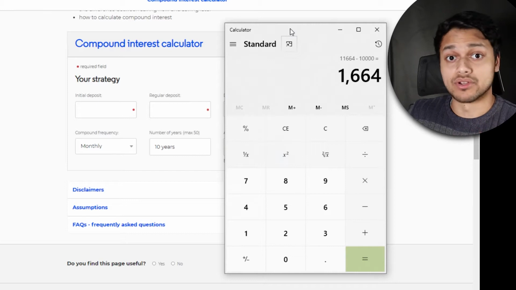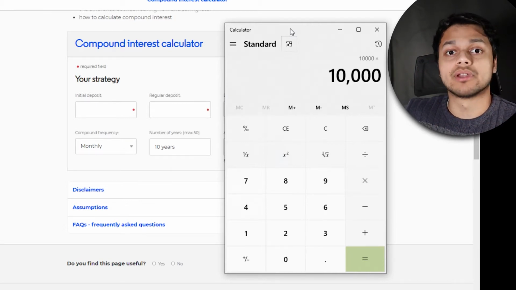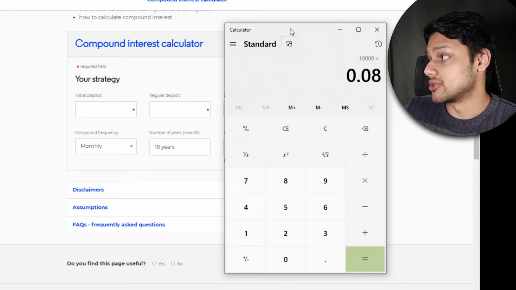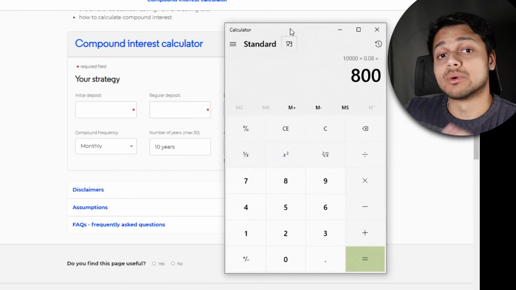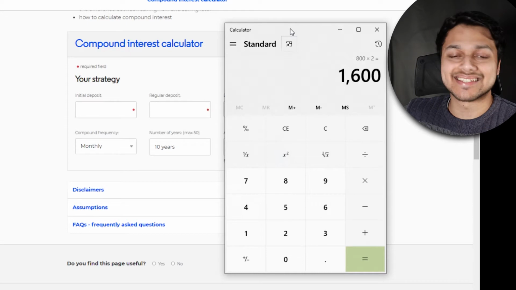Now we're going to contrast this with just a normal simple interest example. So let's have a look at that one. So I'm going to take the $10,000 once again, and I'm basically just going to multiply it by 8%. So I'm going to go 0.08, and then I'm going to times this figure once again by 2 for the 2 years, and we're going to get a figure of 1,600.